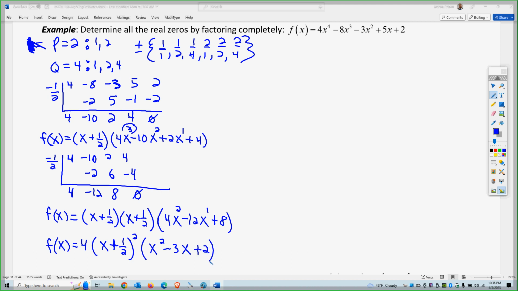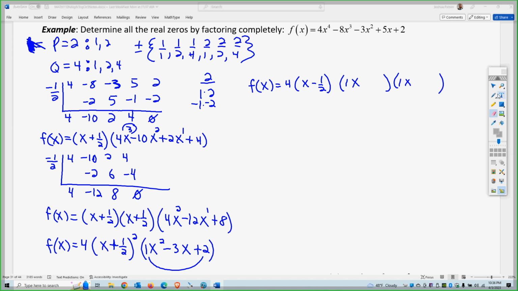Okay, so here's the problem. If I do the factors now, 1 and 2 gives me 2. The factors of 2 are 1 and 2, or -1 and -2. Neither one of those, actually no, -2 and -1 will work, won't it? Okay, so we can actually factor that. So f of x equals 4 times (x plus 1/2) squared, and then (x minus 1)(x minus 2).